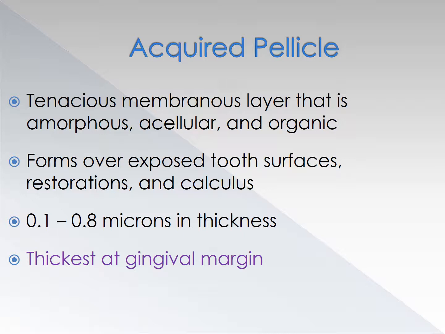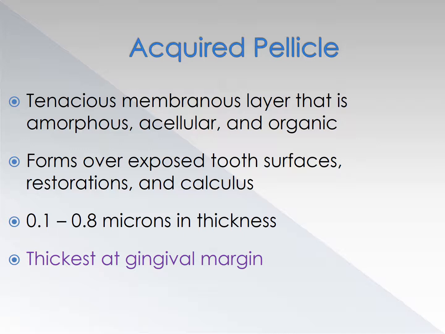Now it forms over exposed tooth surfaces, restorations, and calculus, and it's very thin. It is actually 100 to 1,000 nanometers, and it depends where it's at. So what makes one area 100 nanometers and one area 1,000 nanometers? Well, that depends on the location in the mouth. What you're going to see is it's going to be thickest at the gingival margin.